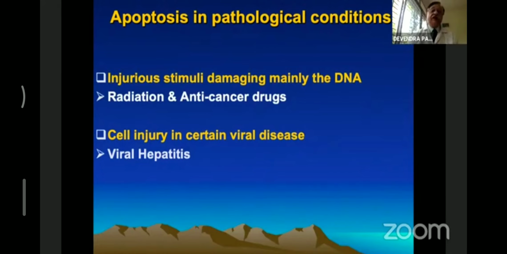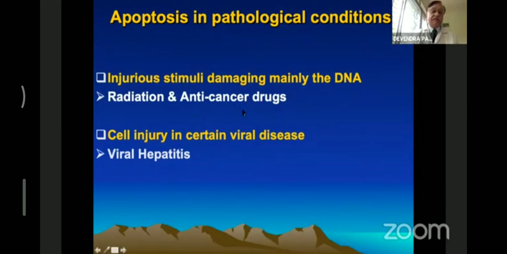Apoptosis in pathological conditions, all those were physiological conditions. Injurious stimuli damaging mainly the DNA. Radiation injury, Nagasaki, Hiroshima, isn't it? Their cells were damaged, they have got to be removed by apoptosis, otherwise they will develop into cancer. Some cells escaped apoptosis and did develop into cancers.